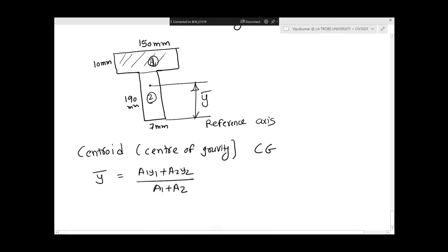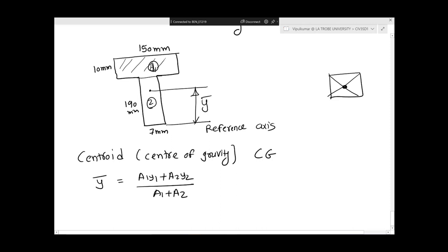Have you done this one, or did you forget? Mechanics of solids. Forget it, okay, no worries. So you understand this equation, A1 Y1 plus A2 Y2 over A1 plus A2. It's going to tell us where the center of gravity, the centroid of the whole cross section, is. If you take a rectangle or square, you draw a line like this and you know this is the center, right? But this is unsymmetric, so we can't just use these rules. If you have a circle, if you just draw two lines, this is your CG, right? But this is a T, meaning it's not symmetric. So in that case, we need to find that CG.